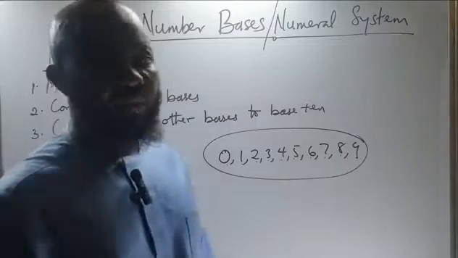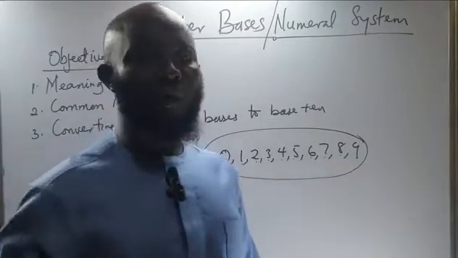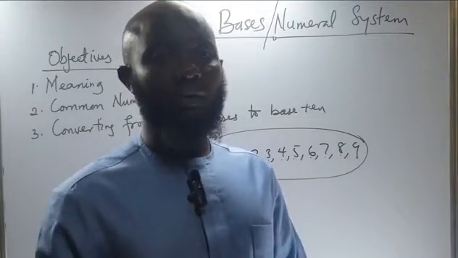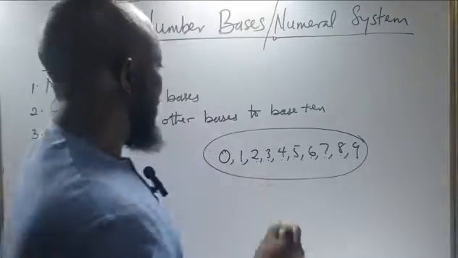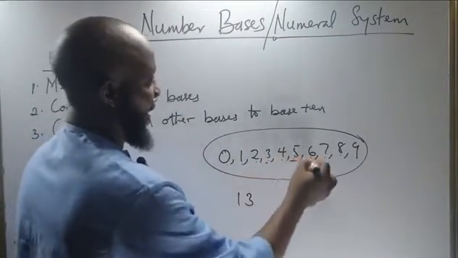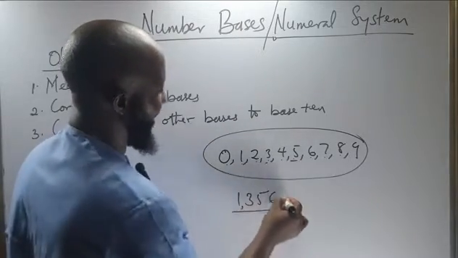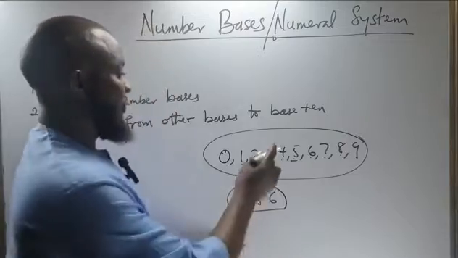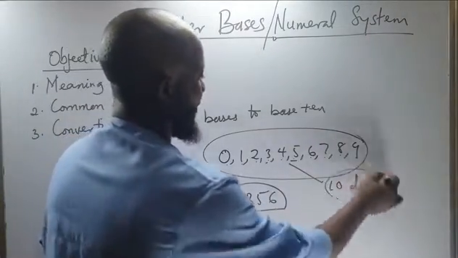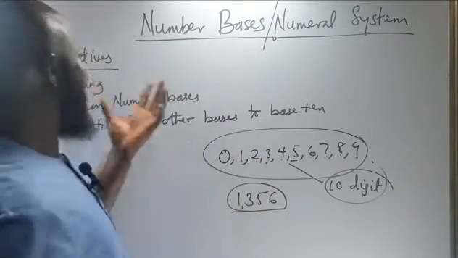That is why all these digits are what we combine together to form any number that we want to form. For example, if I want to write 1356, I'll pick 1, I'll pick 3, I'll pick 5, I'll pick 6. All the digits that form this number are from these 10 digits. So which is what? Base 10. So that is the meaning of number bases.